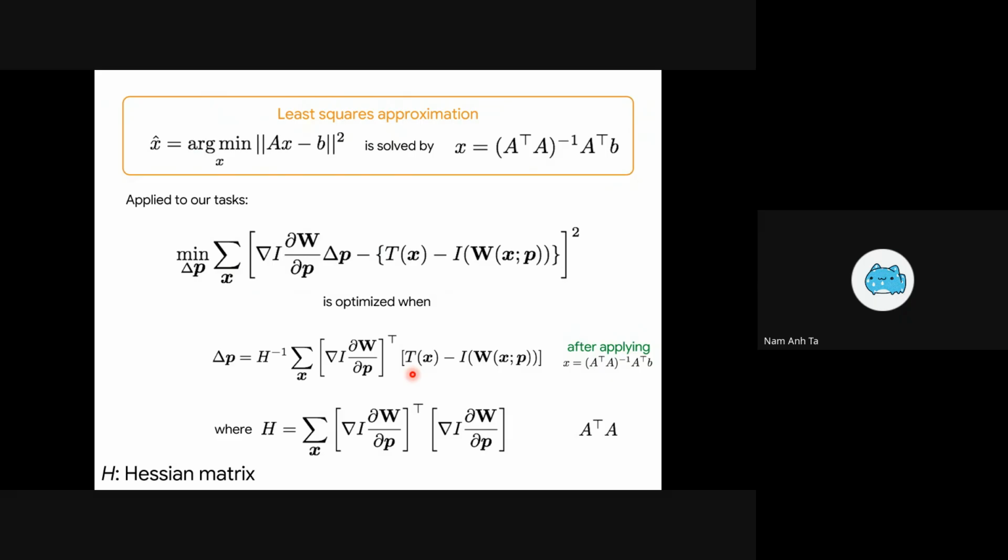So we will start at the much more familiar concept right here, which is the least squares approximation. To minimize this, the optimal solution is this. By applying this to the Lucas-Kanade framework, our goal is to find a delta p that minimizes the squared error. So the update rule becomes what you can see on the screen right here, where H is the Hessian matrix, acting like this term in our linear system. For an affine warp, this is a 6 by 6 symmetric positive definite matrix.